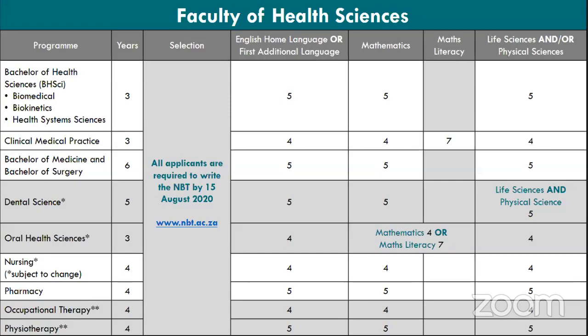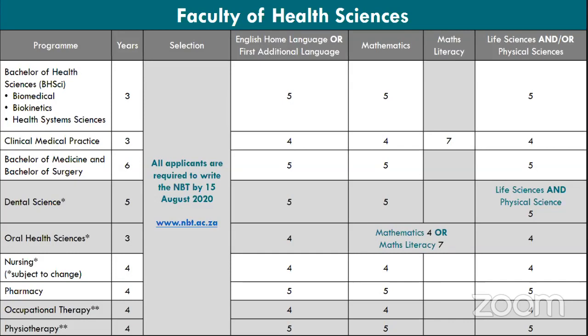Now note, if you want to go into dental science, you will be required to have both life science and physical science. Oral health, you can go into oral health with maths at level 4 or maths lit at level 7. Now you can see there's some qualifications with stars there, with exception to nursing. Nursing has a note already.